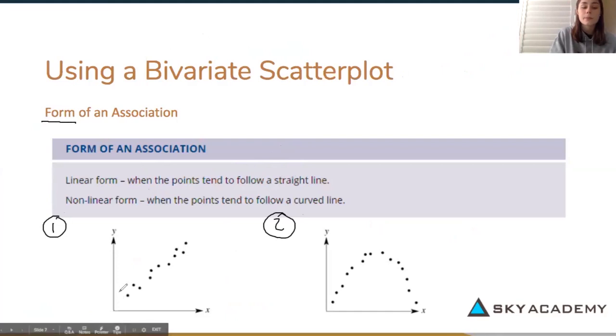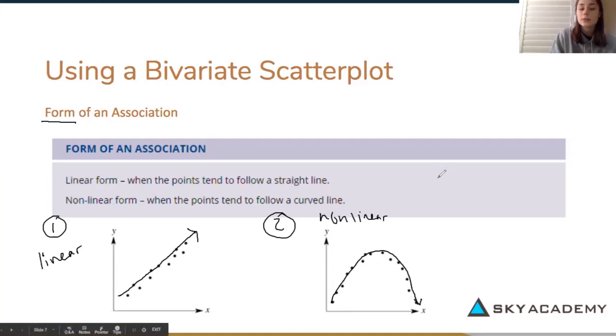Example 1, the points are tending to follow a straight line. So if I drew a line to mirror the points like this, it is a straight line. So we could call that one linear. If I drew a line to mirror the points for our second example, it's a curved line. So it would be non-linear.